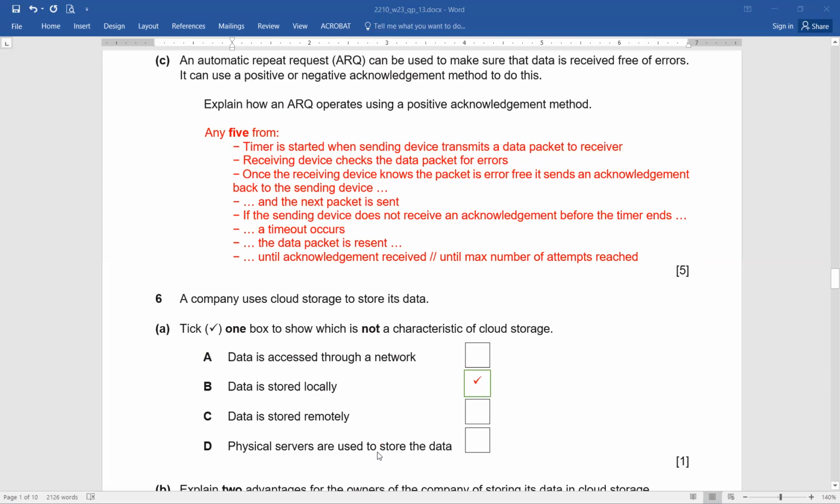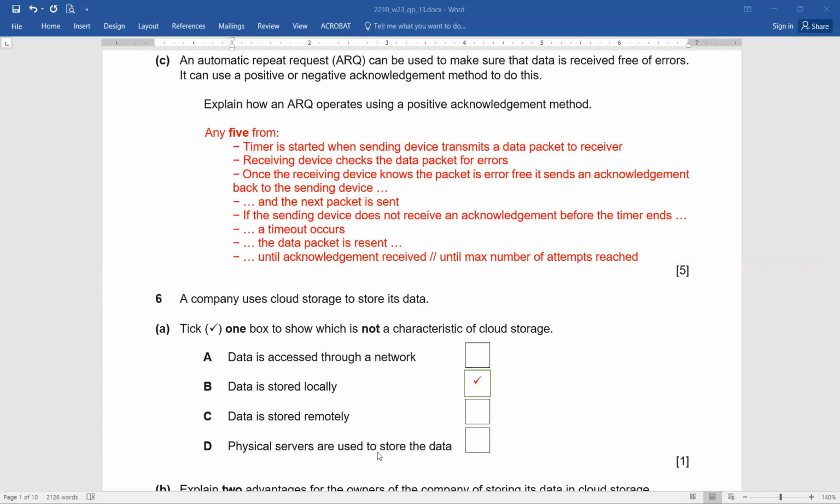Okay. Question number 6. A company uses cloud storage to store its data. Tick one box to show which is not a characteristic of cloud storage. Data is accessed through a network. Data is stored locally. Data is stored remotely. Physical servers are used to store the data.